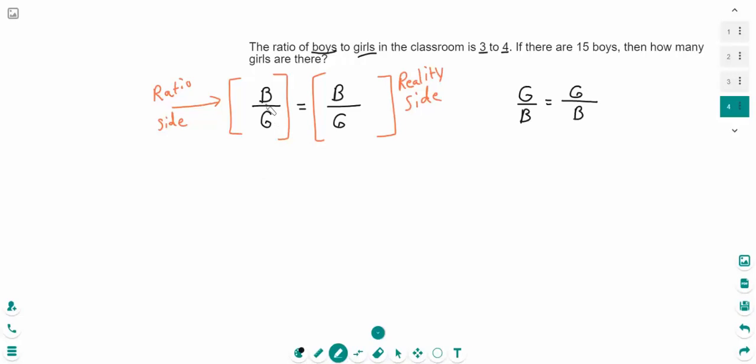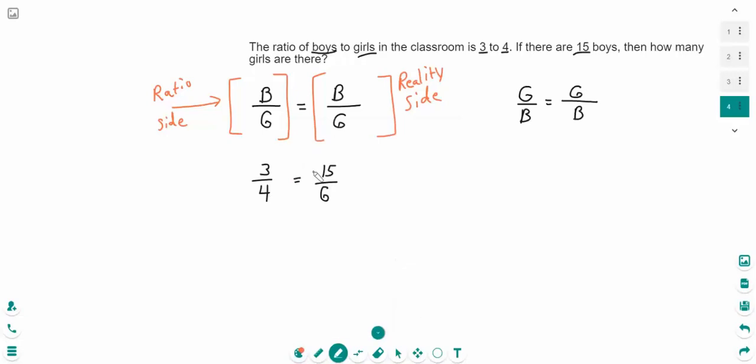The ratio of boys to girls is 3 to 4. 3 boys for 4 girls. So we can replace the B with 3, the G with 4. Then we have our equals. Now in reality, how many boys do we have? Well, they told us that. They said there's 15 boys. So we can put the 15 on top. They did not tell us how many girls there are in reality. That's the question. That's what we're trying to find. So that stays as a G. That's our unknown.